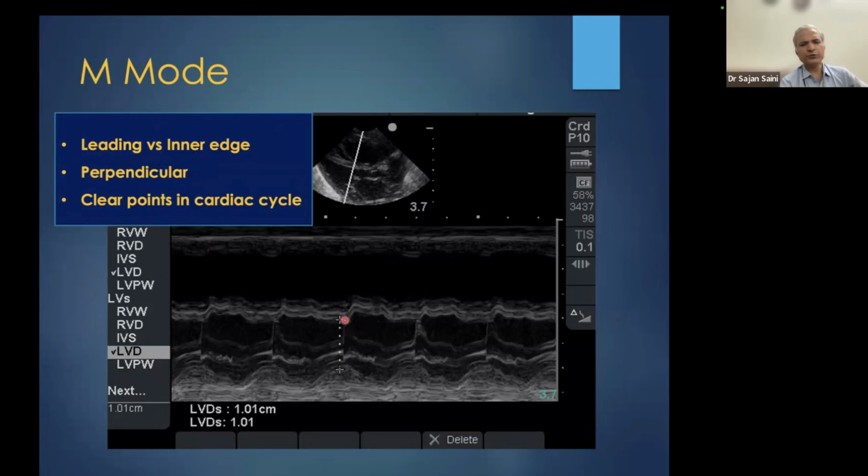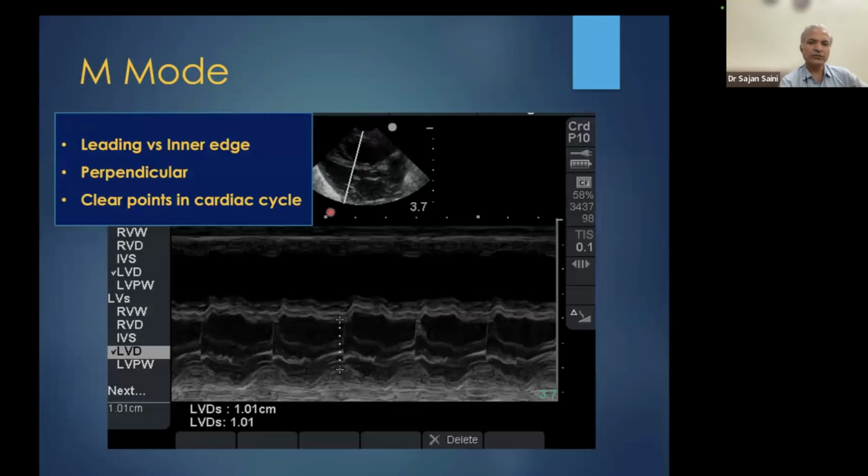Previously we used to measure from the leading edge to leading edge, but right now the machines have got better resolution. So we measure from the inner edge. So this is the inner edge. Every structure has got this line. Say for example, this line has got an upper end and a lower end. So upper is leading, lower end is inner edge. So we go from inner edge to inner edge. And we need to align the structure to get the best resolution.